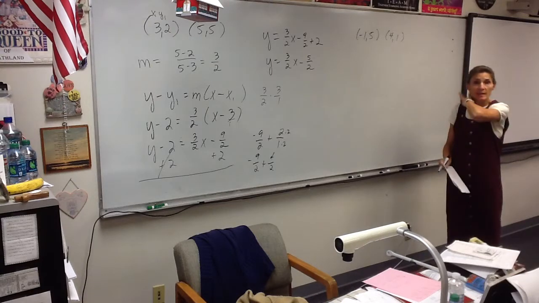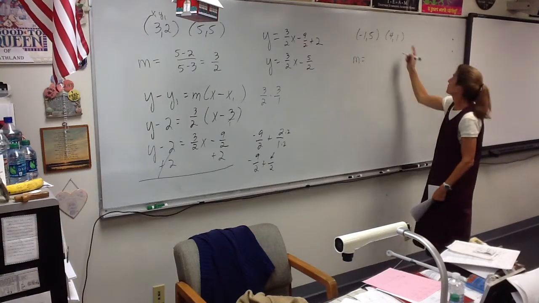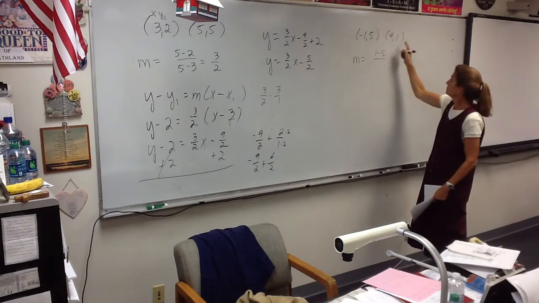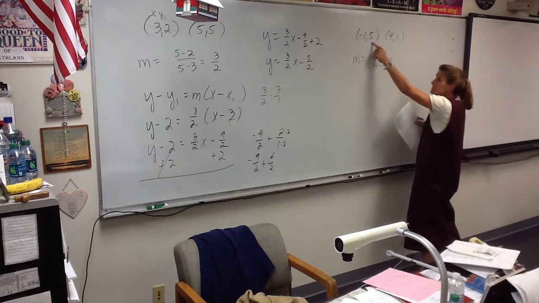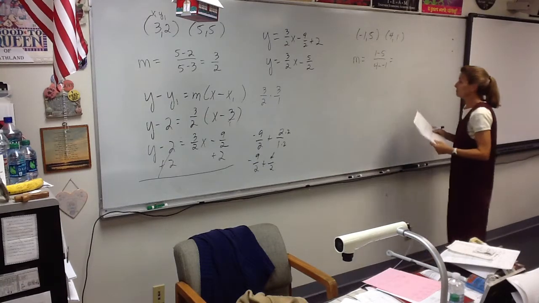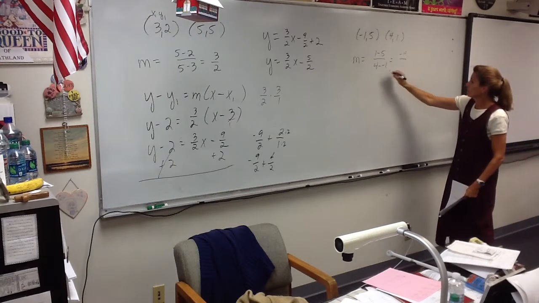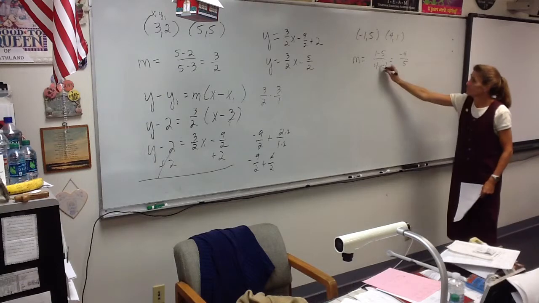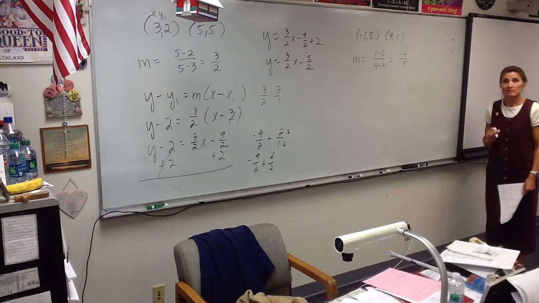Step 1, exactly the same. Find your slope. 1 minus 5 over 4 minus negative 1. Let's see, that would be negative 4 over 5. So my slope is negative 4/5.